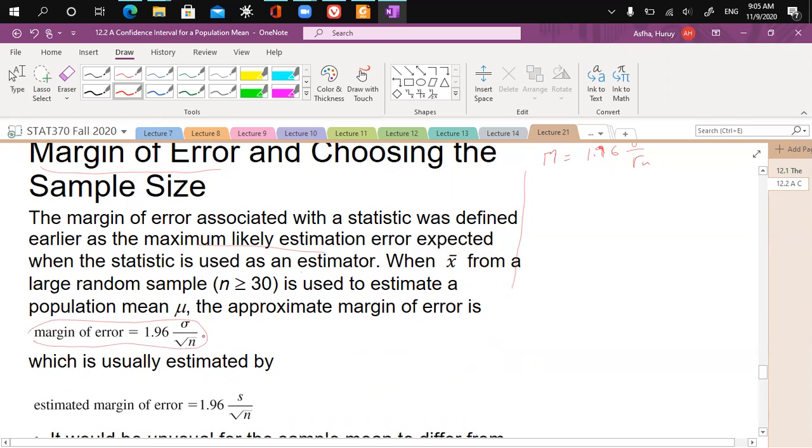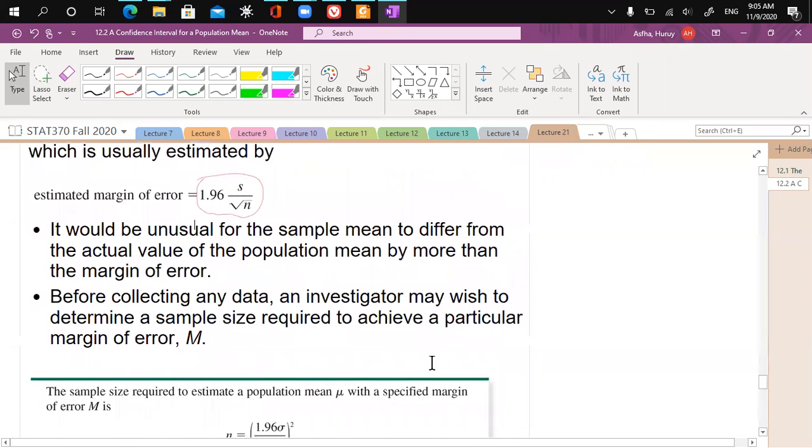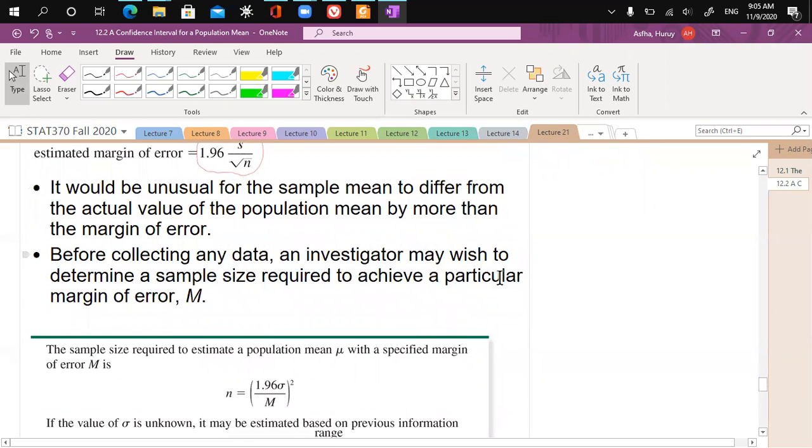And when we don't know sigma, we approximate it by this one. This means it will be unusual for the sample mean to differ from the actual value of the population mean by more than the margin of error. If we get a sample mean that differs from the population mean by more than the margin of error, then that would be an unusual case.